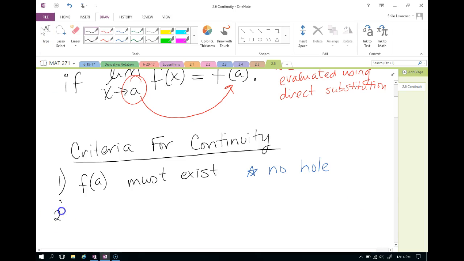The second thing is the limit must exist. The limit as x approaches a for f of x must exist. And again, we've seen some problems this chapter where the limit did not exist. So we had some piecewise functions where the left and the right did not meet up. So that was because there was a gap in the graph. So we are not allowed to have gaps in the graph.